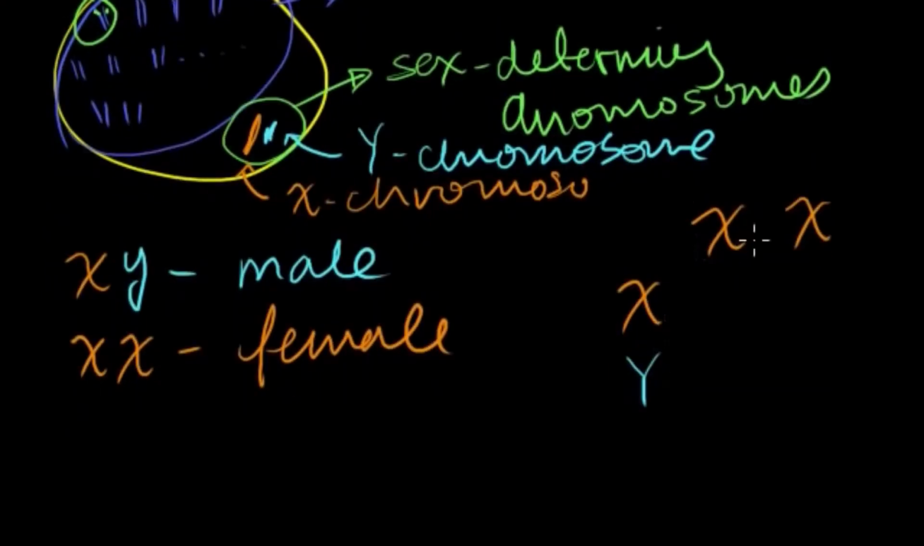We could do a Punnett square. What are all the different combinations of offspring? Well, your mom could give this X chromosome, and in conjunction with this X chromosome from your dad, this would produce a female. Your mom could give this other X chromosome with that X chromosome.